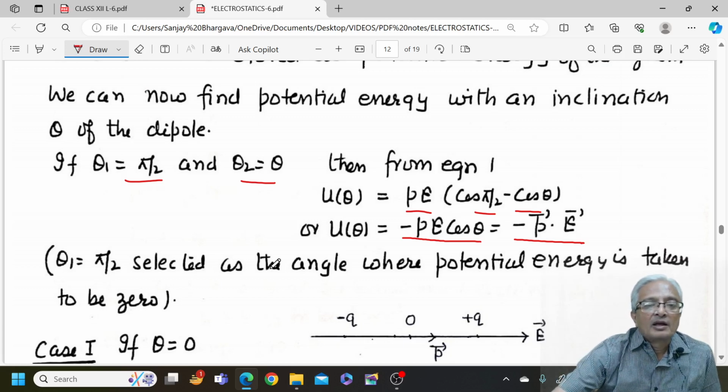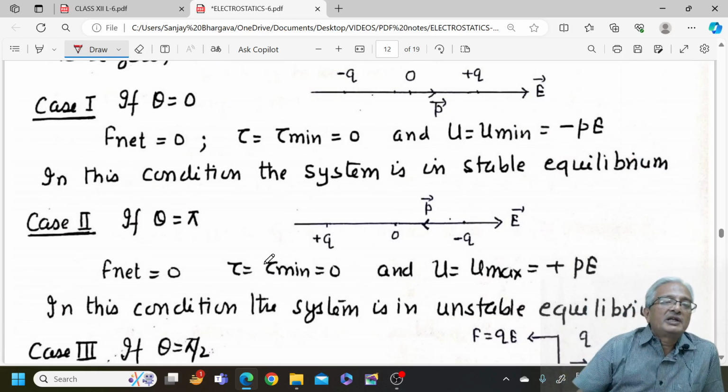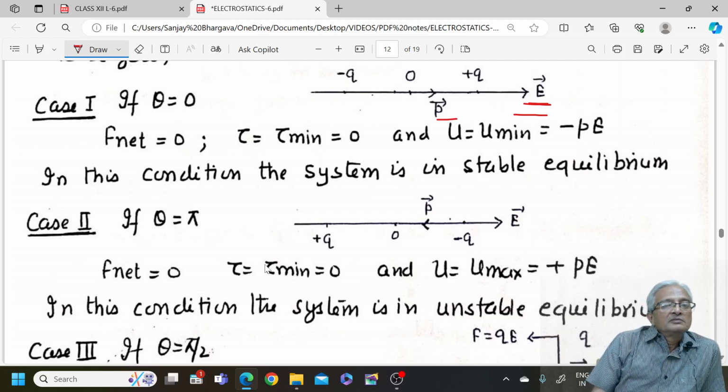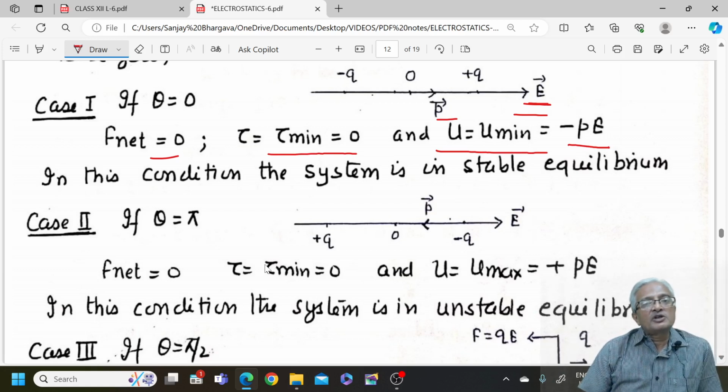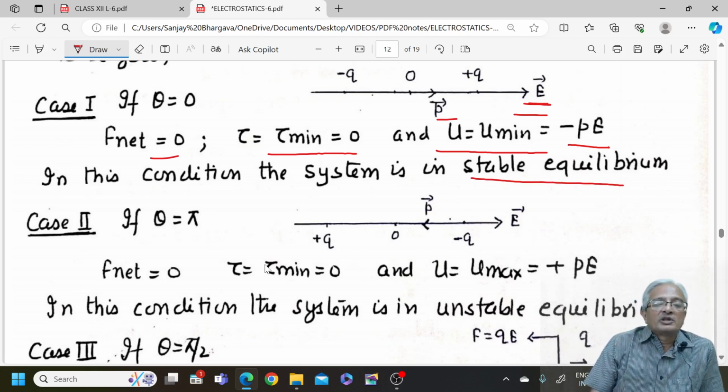Now, case 1. If theta is 0, then what will happen? The dipole would be aligned parallel to the direction of the electric field. The electric dipole moment and electric field are in the same direction. The net force on the dipole is 0. The torque is minimum, that is 0, and the potential energy is also minimum, that is minus PE. The position in which the potential energy comes out to be lowest and negative, the system is said to be in stable equilibrium. So this defines the position of stable equilibrium of the dipole in the electric field.